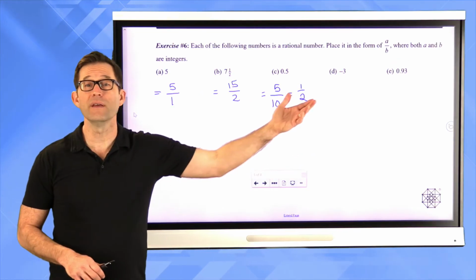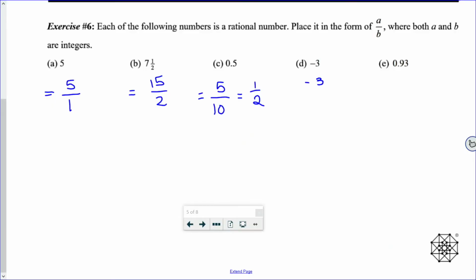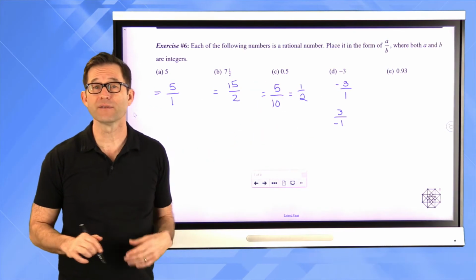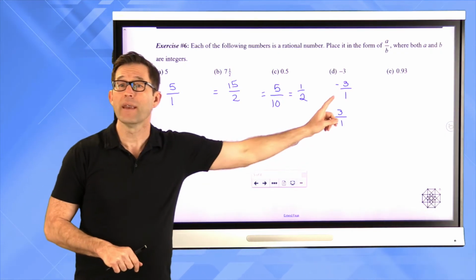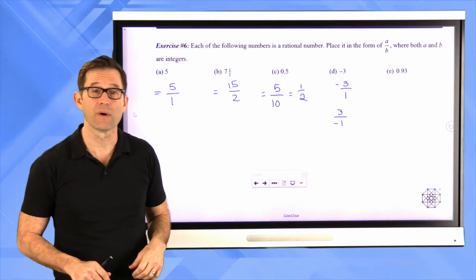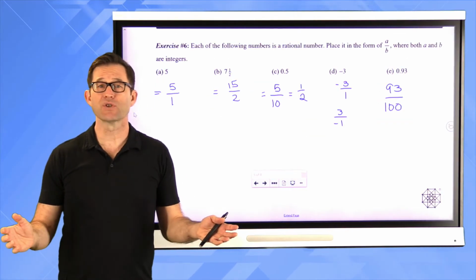All right, well, letter D is basically the same as letter A. You could write this one as -3/1 if you really wanted to. You could write it as 3/-1. That would be fine as well. Doesn't really matter. Both of those are fine, and there's a myriad of other ways to do it as well. Now here, I've got 0.93, which is 93/100ths, right? There it is. There's your rational number, 93/100ths.